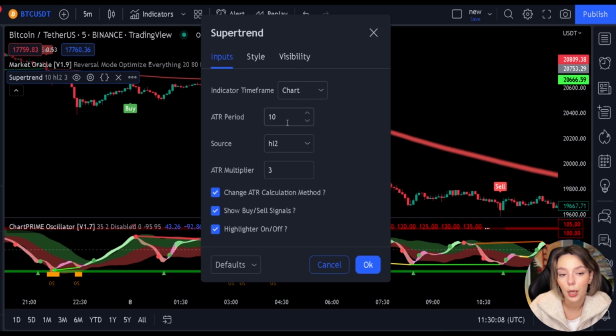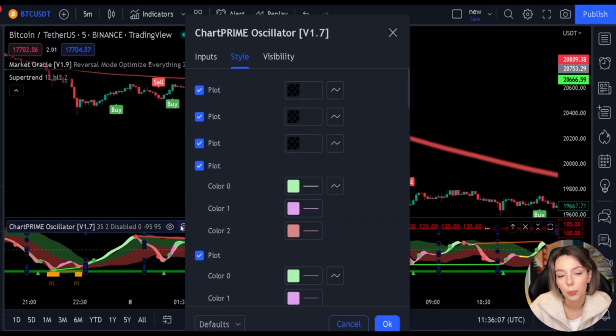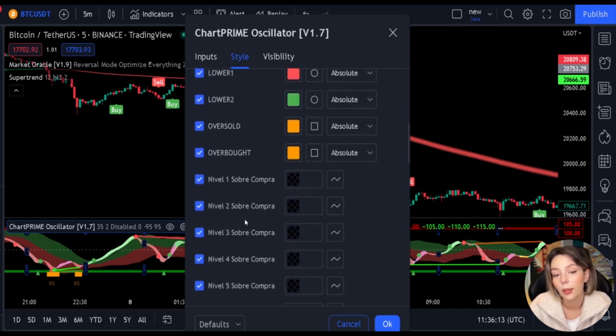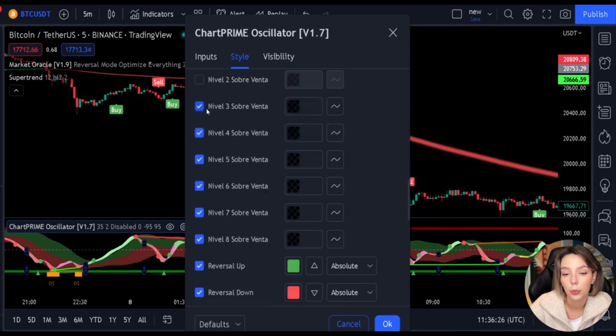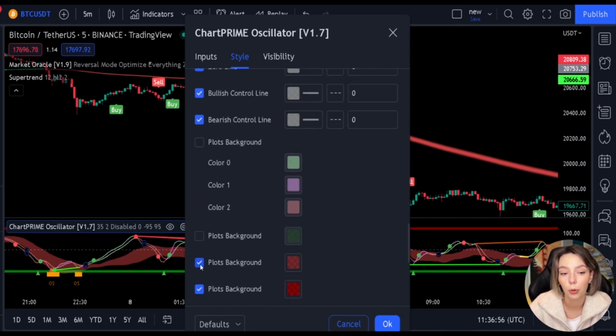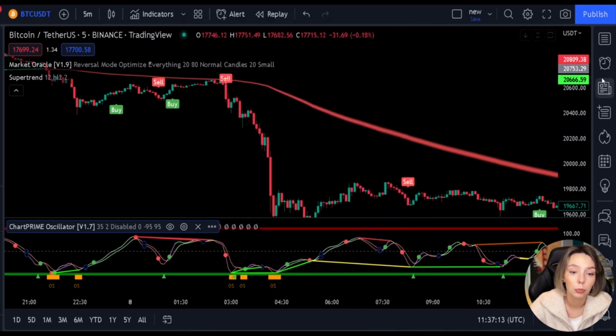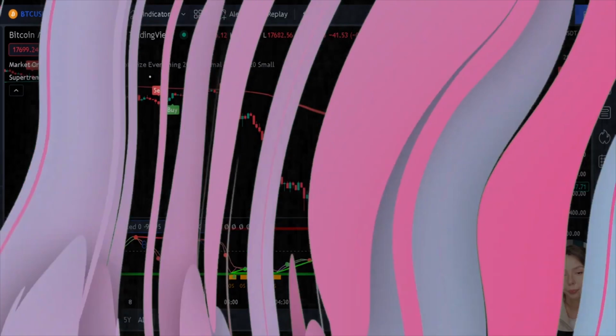In the Inputs tab, we need to change the ATR period parameter to 12, and the ATR multiplier to 2. Next, go to the Chart Prime oscillator settings. In the Style tab, remove the first 3 plot option checkboxes, then remove all the other options, then remove the first 3 plots background options. Okay, right now we are ready to start trading.